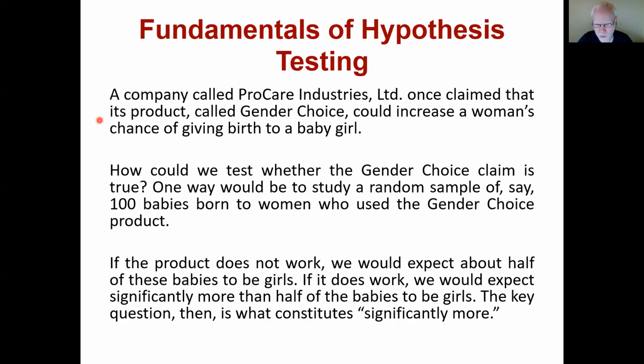If the product doesn't work, we would expect about half the babies to be girls, because normally we would expect about half of babies to be girls and half to be boys. If it does work, we would expect significantly more than half of babies to be girls. The key question then is what constitutes significantly more? And this is something that we're going to return to throughout today. Is 51 girls evidence that it seems to work? Is 52 girls evidence that gender choice works? Is 53, 54, 55? What's considered a significant difference showing evidence that it seems to work?